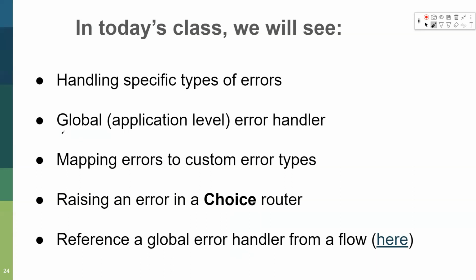The other thing we are going to see is application level or global error handler. What this means is, rather than defining error handlers flow by flow or at processor level, we can have global or application level error handlers. How do we set it up, and how does it behave when we have combinations of application level, flow level, and processor level error handlers all together? What is the sequence of execution we are going to see?